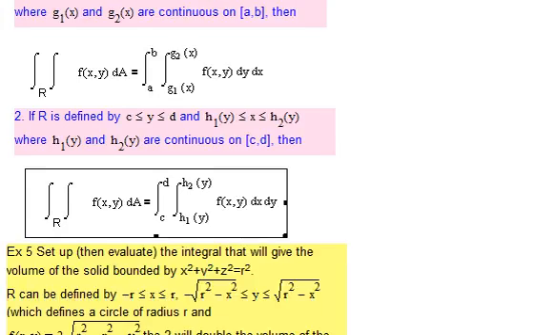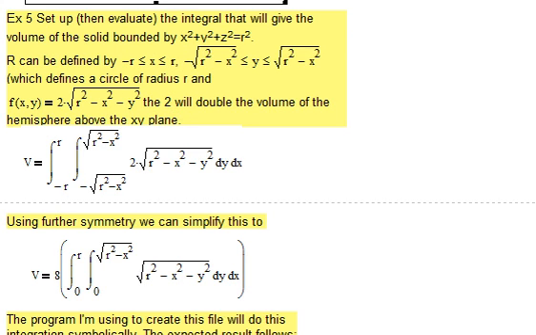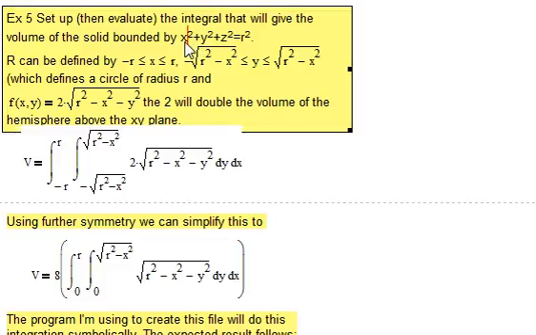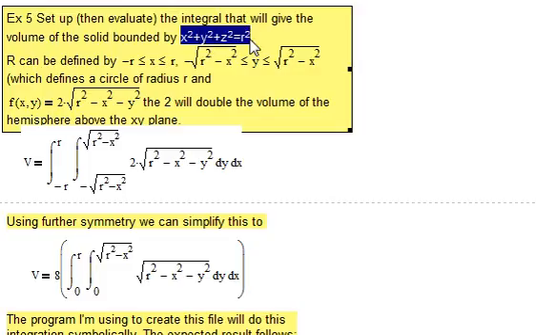So, here's an example. Set up and then evaluate the integral that will give the volume of the solid bounded by x squared plus y squared plus z squared equals r squared. And this is one, believe it or not, I can't get a picture of this one. And the region R can be defined by x being a number between negative r and r. Think of what this is. This is a sphere of radius r.